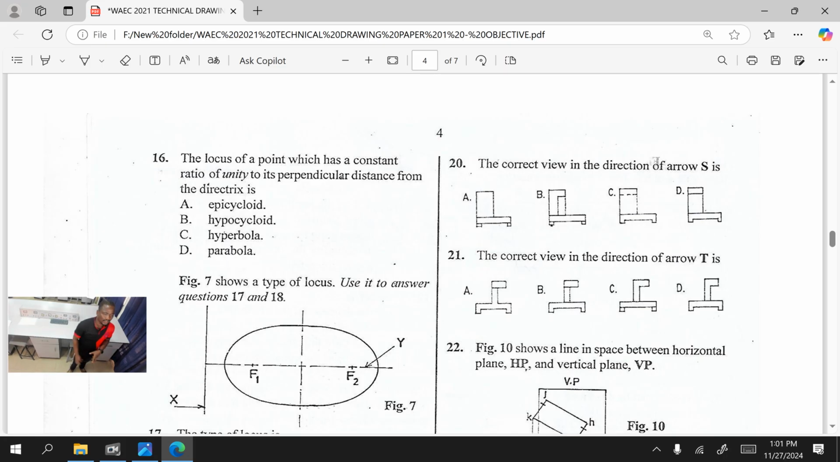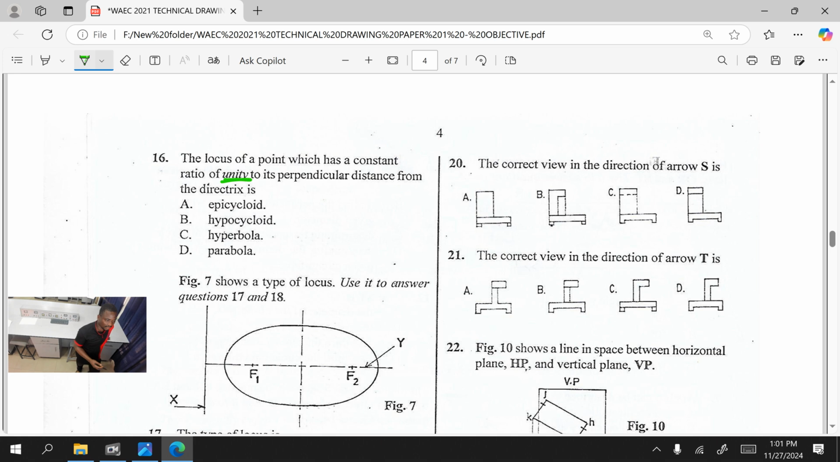The locus of a point which has a constant ratio of unity. Before I finish reading the question, I know the answer already, because of this mention of unity. So its perpendicular distance from the directrix is dash. Can you see that now? So this is the locus of a point. So you ask yourself, what are those curves that are formed on a conic section?